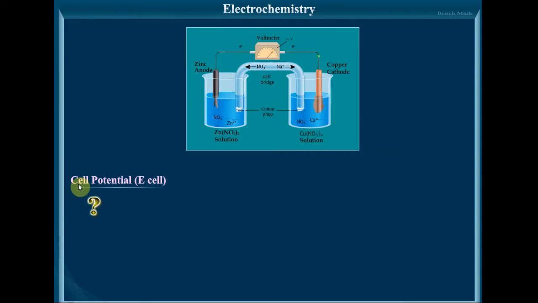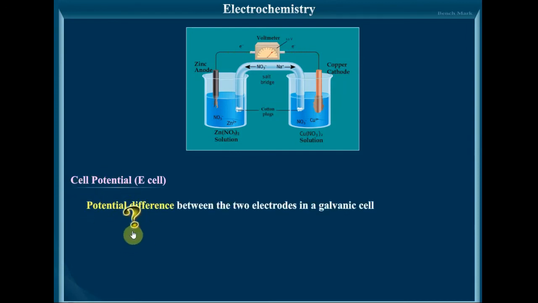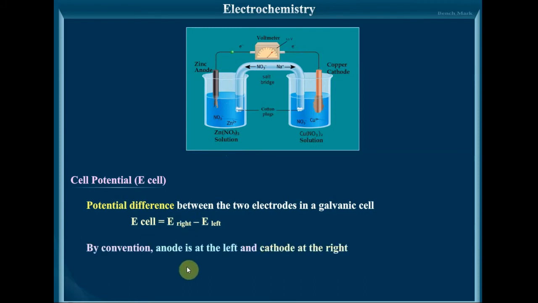So EMF of a cell is defined as the potential difference between the 2 terminals of the cell when no current is drawn from it. This is the actual definition of EMF. Once again, it is the potential difference between the 2 electrodes in the galvanic cell. So for E cell, the electrode having higher reduction potential is on the right side, and the one having lower reduction potential would be E left. It is the reduction potential of the cathode minus that of the anode, because the cathode has the higher reduction potential. By convention, the anode is at the left and the cathode is at the right. So E cell equals E right, which is E cathode, minus E left, which is E anode. So EMF of a cell is the higher reduction potential of the cathode minus the lower reduction potential of the anode.